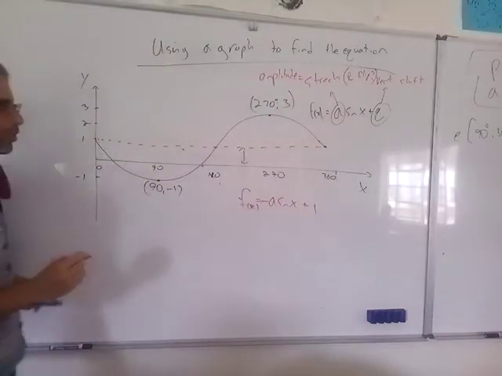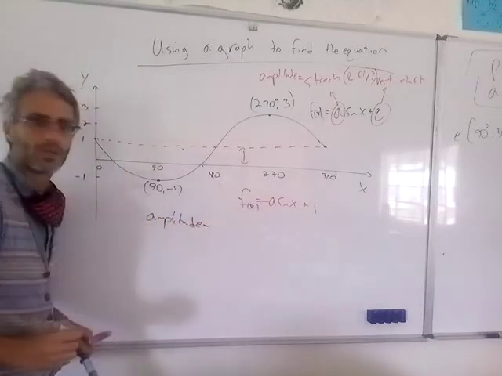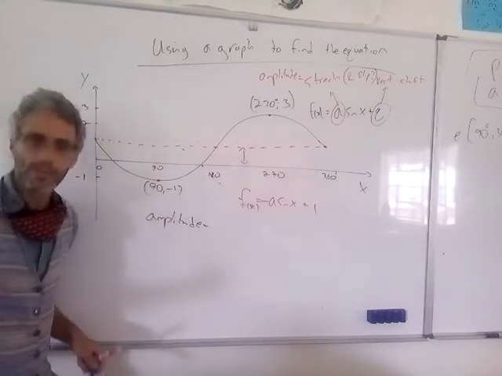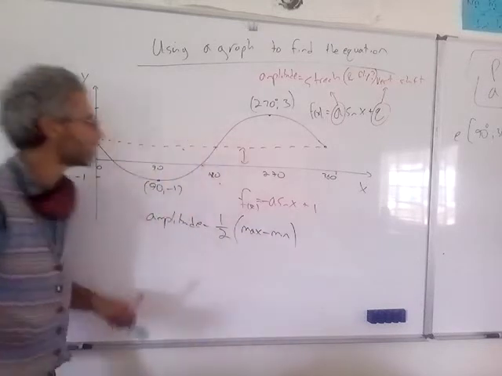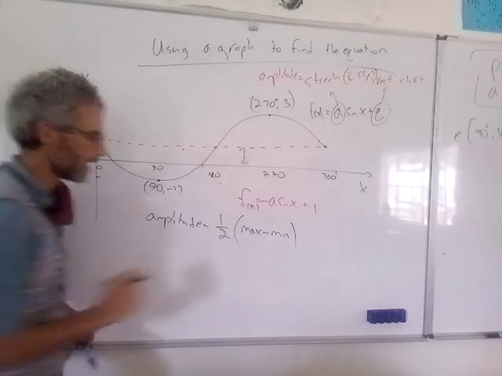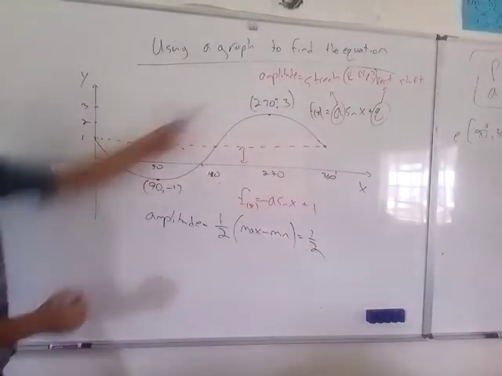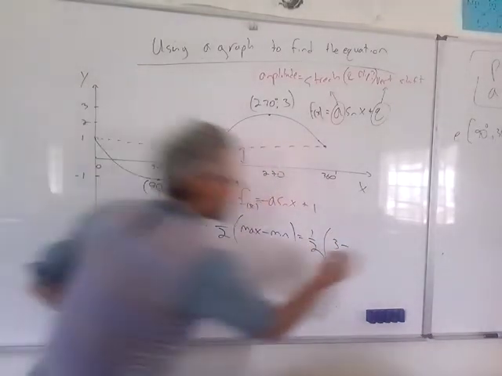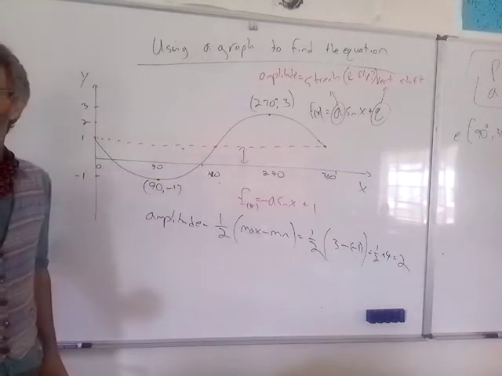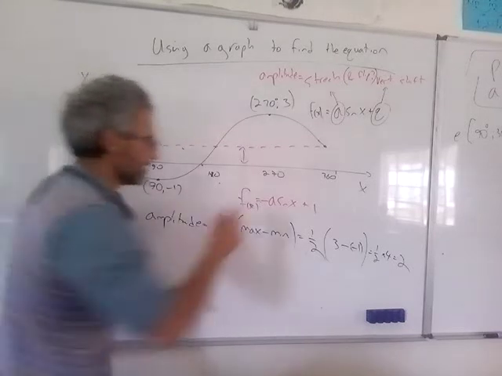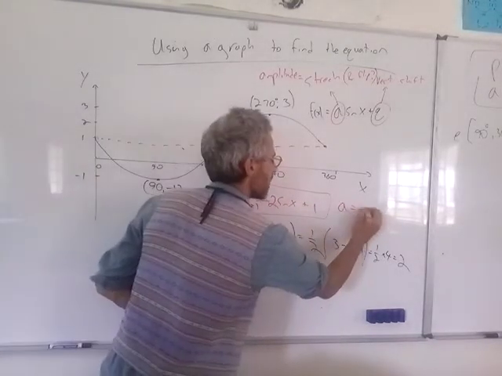How do I calculate amplitude? You remember how I told you to calculate it? It's the distance from the equilibrium to the top. Yes, that's one way. But the other one that I told you will be easier is half times maximum minus minimum. I'll do both and you can decide which one you want. What is the maximum in this case? Three. So I'm going to write half times three minus the minimum, which is minus one. Four. So it's half times four, which is two. So the amplitude is two. The answer is f of x equals minus two sine x plus one. In other words, A equals minus 2 and Q equals plus 1.